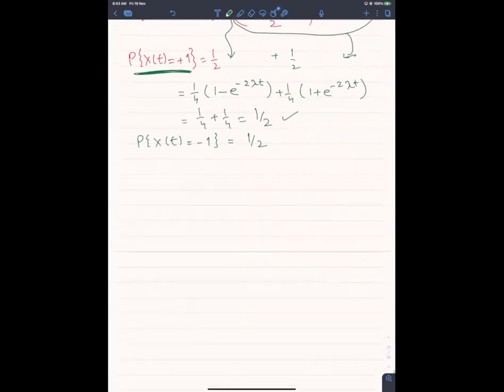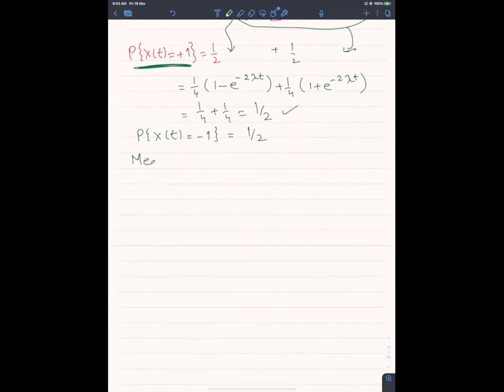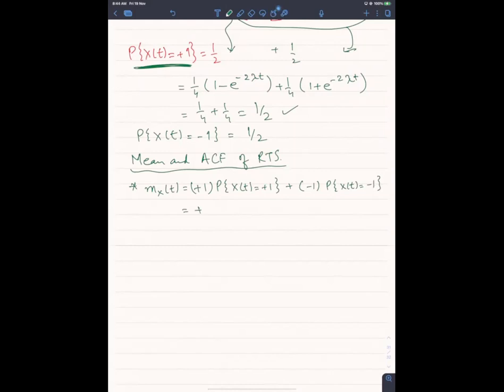Now we can find the mean and autocorrelation function of the random telegraph signal. This is very easy. Now the mean m_X(t) is equal to +1 times the probability X(t) is equal to +1, plus -1 into the probability X(t) is equal to -1. And we just found out that this is +1 into 1 over 2 plus -1 into 1 over 2. So this is equal to 0. Zero mean.